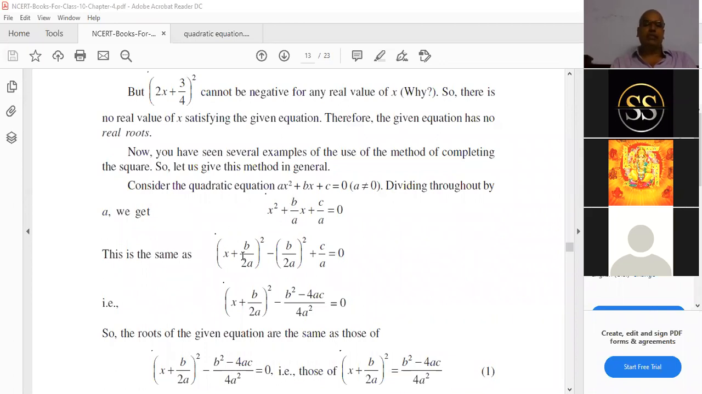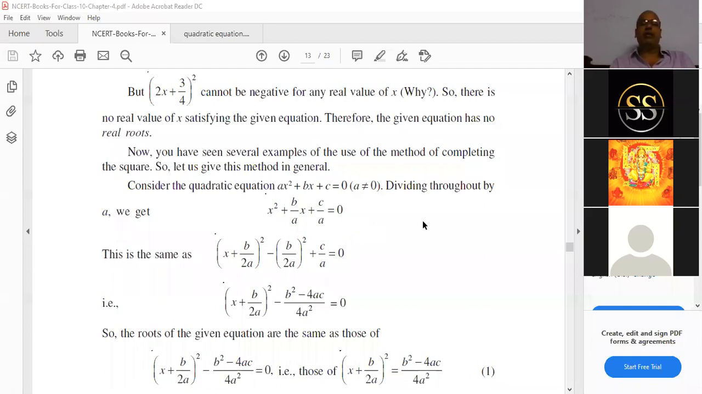So x whole square plus 2 of x into B by 2A, plus B square, which means B by 2A whole square, and minus B by 2A whole square plus C by A already there. That step is missing, Amma. That step you have to insert. Otherwise, you write now. That step is not there here.